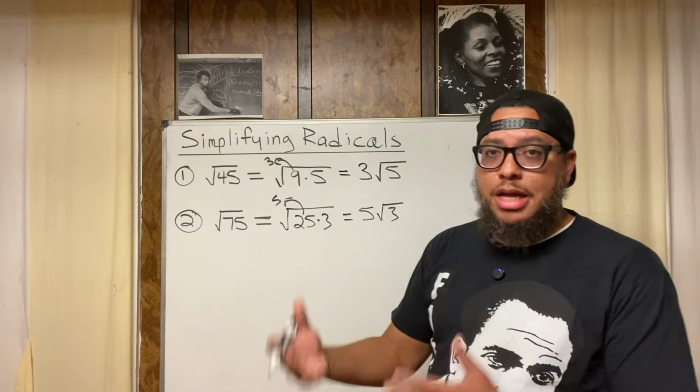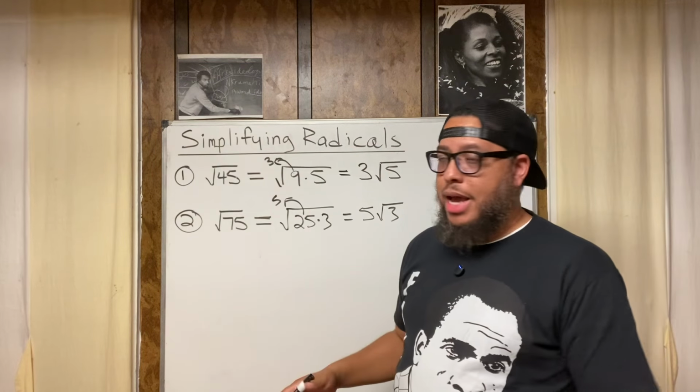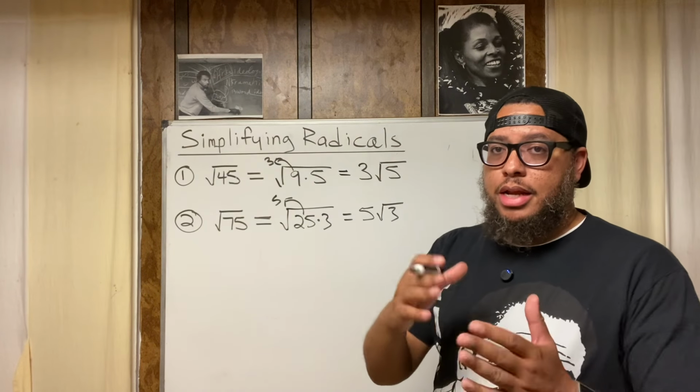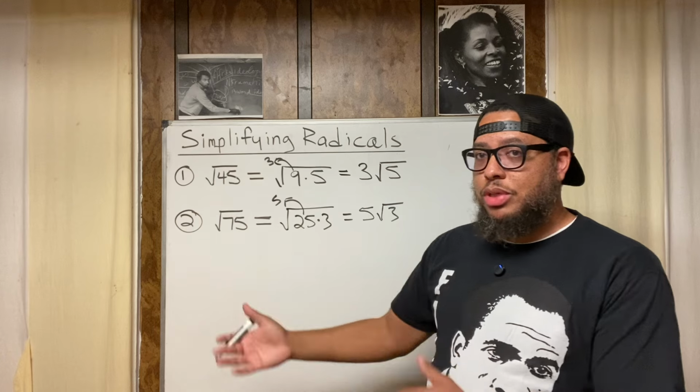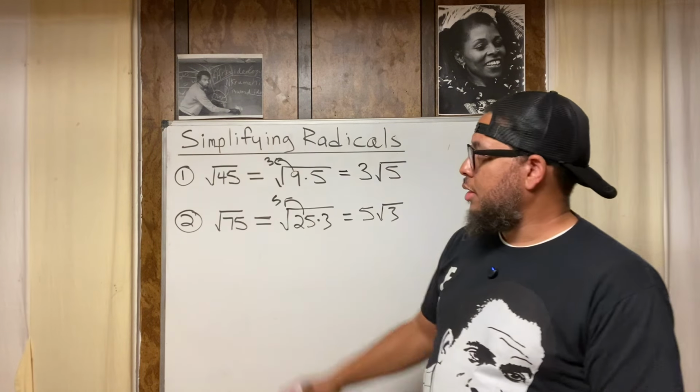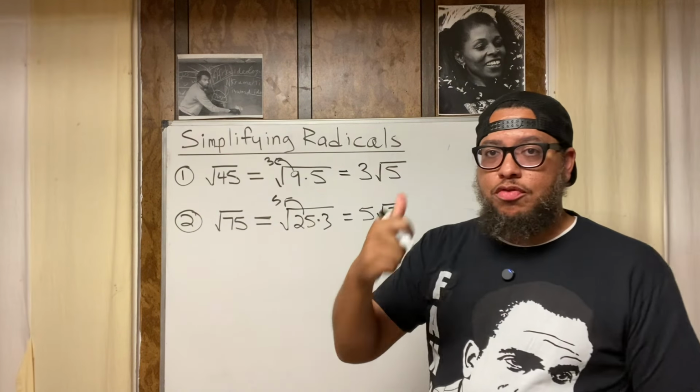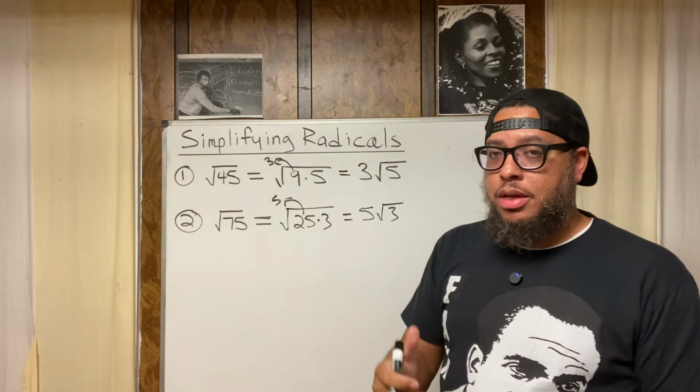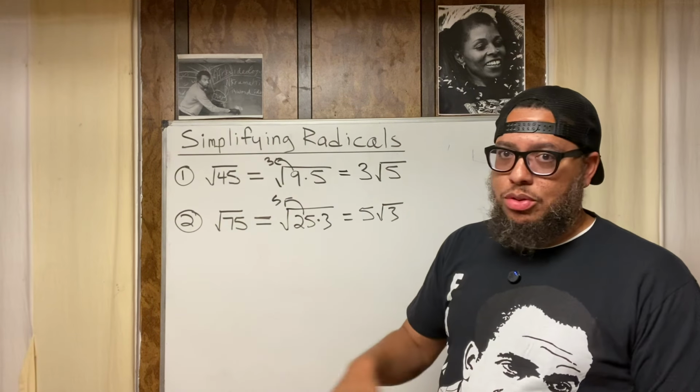Now, the steps that I gave you, you can apply in any problem, right? Now, your job is to go practice. I showed you how to do it. Now you got to go practice. Square root of 45. First, ask yourself, is the radicand a perfect square? If it is, just take the square root and you're done.